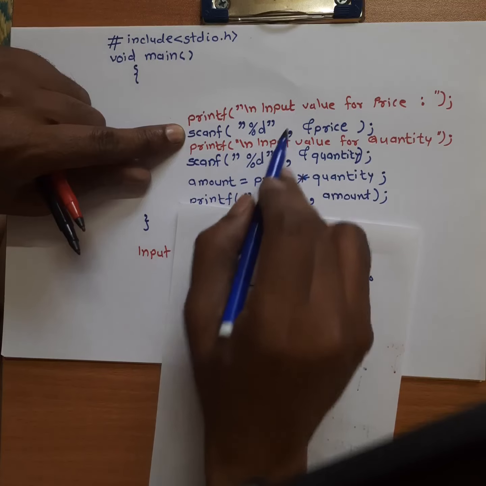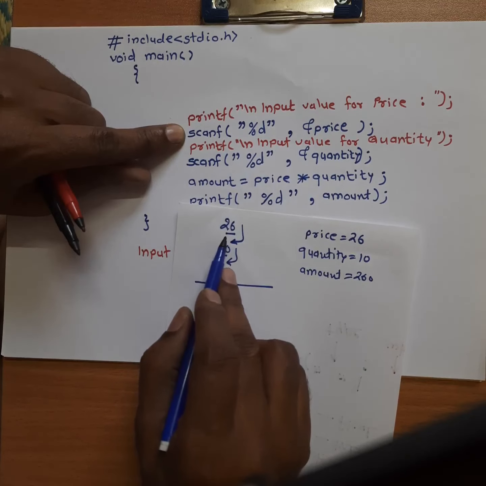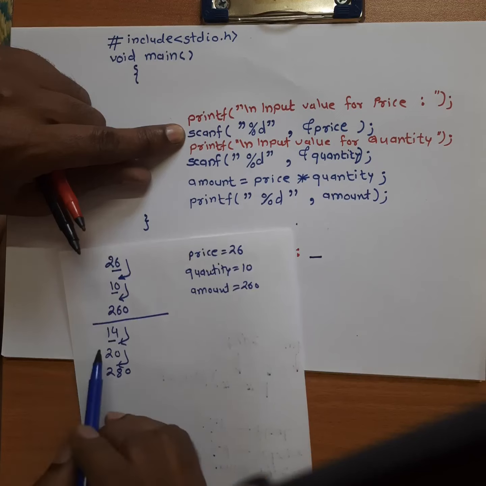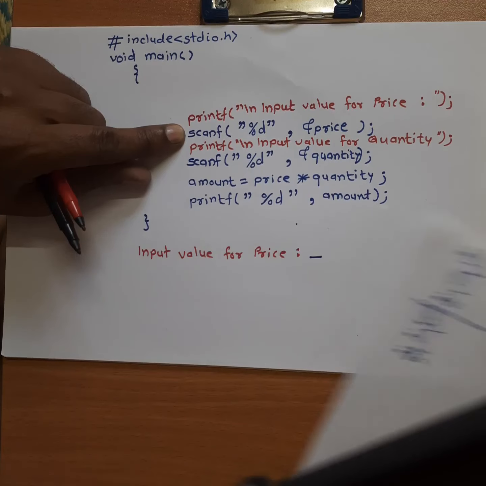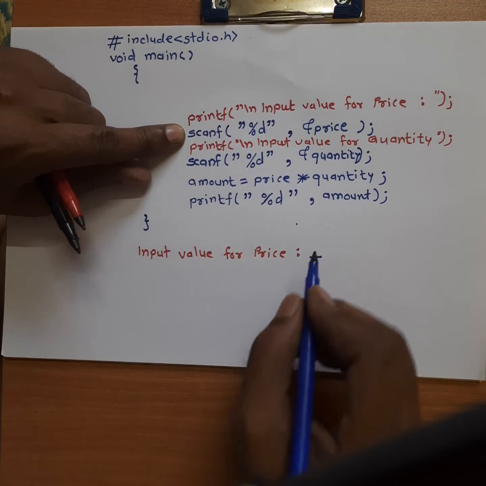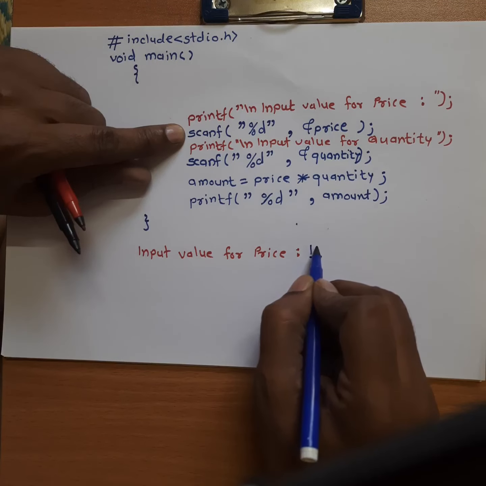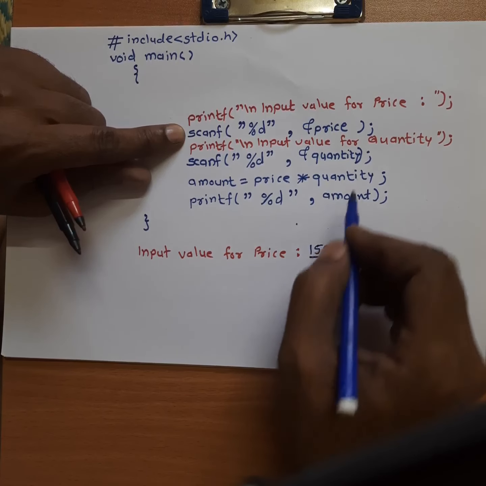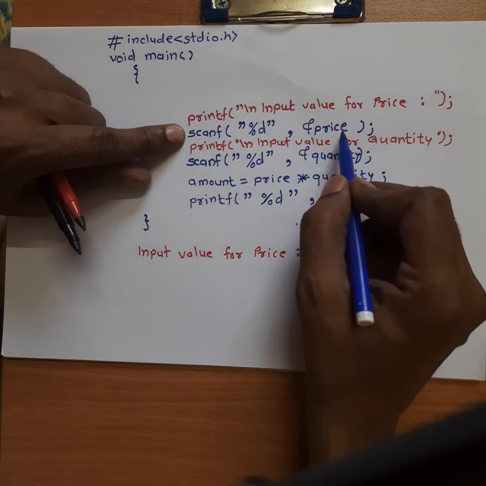Previously it was giving just a blinking cursor, and since we knew the program, we were inputting a value directly. But now, the second time, we don't know the program, so while inputting a value we would have to guess. But now this clearly indicates we have to input a value for price. So if I input here 150 and press the enter key, this 150 will be given to price automatically.